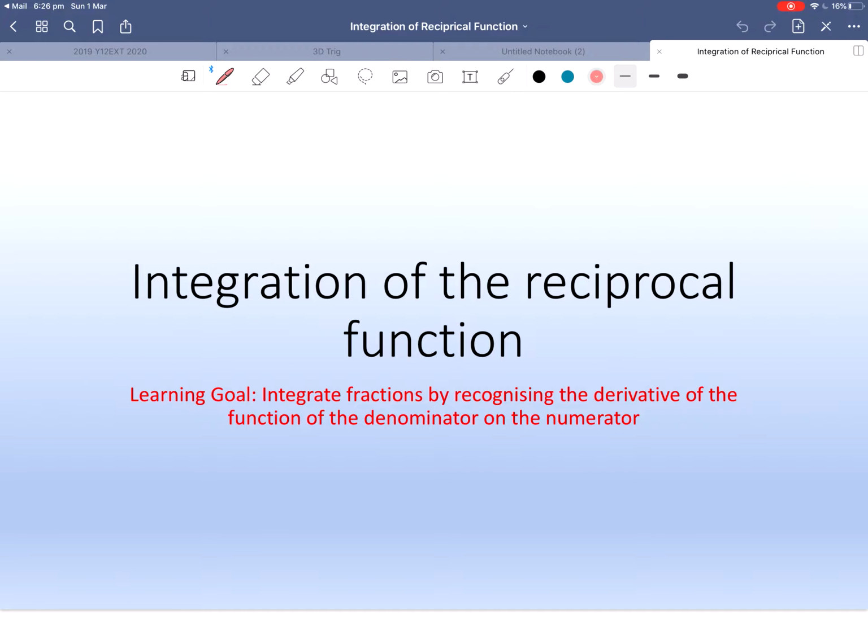This lesson is on the integration of the reciprocal function. I'll explain that really soon. Actually, I'll explain that now. So essentially this, but there's more to it than just that.